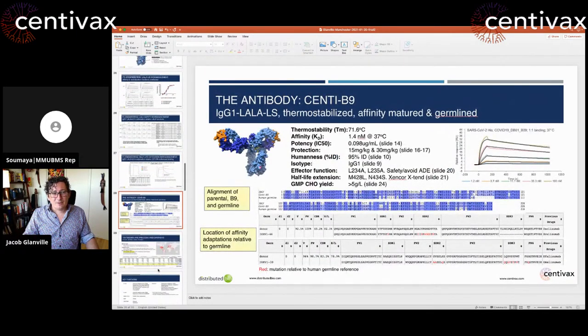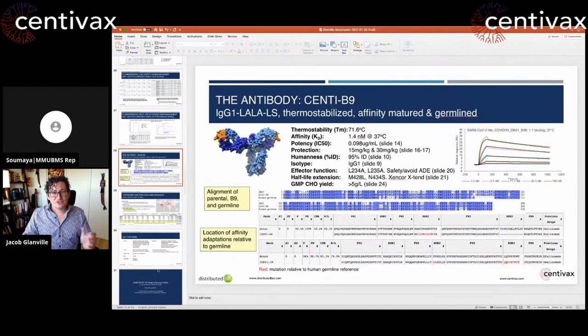Again, in the interest of time, I won't go over this too much. This is just showing the final structure of our molecule: high expression, very high thermostability. We've got this thing over 200 mg per mL concentration, so that means we can give a really high dose in a syringe, which is where we want to be out of the hospital setting. And then it has that safety profile that we think is going to be a breakthrough in the hospital setting.